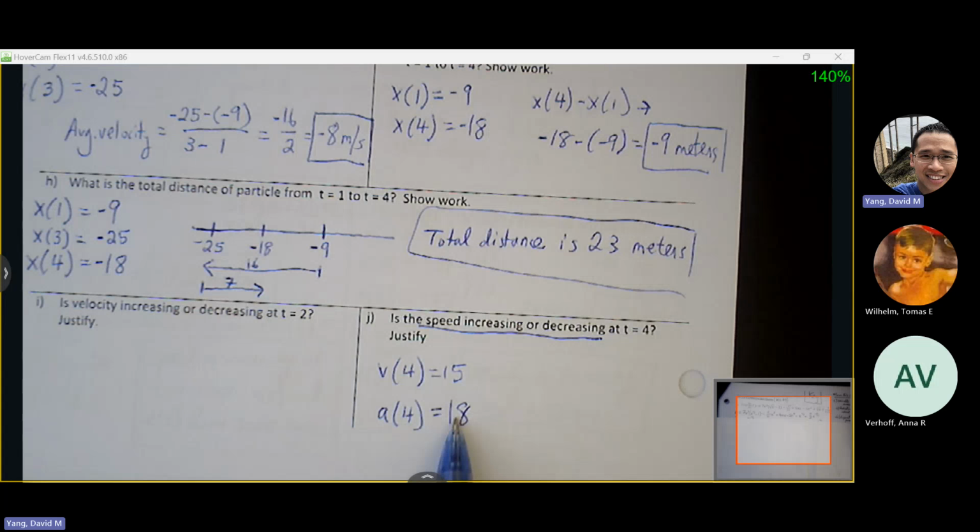What if this was negative 15 and negative 18? Still increasing, still same signs, right? If one is positive and the other is negative, then speed is decreasing.